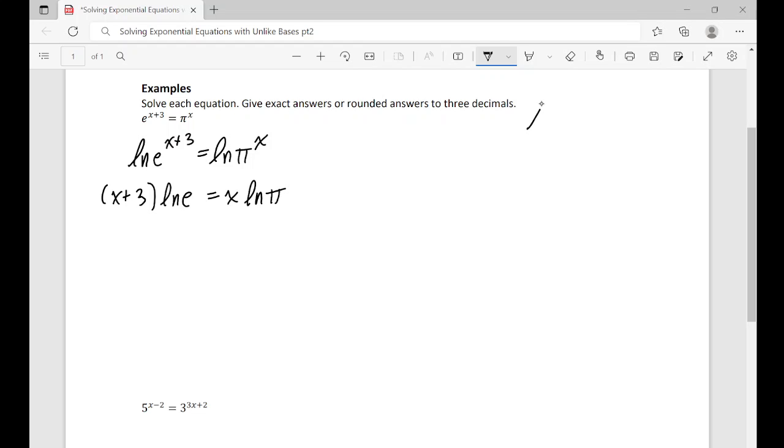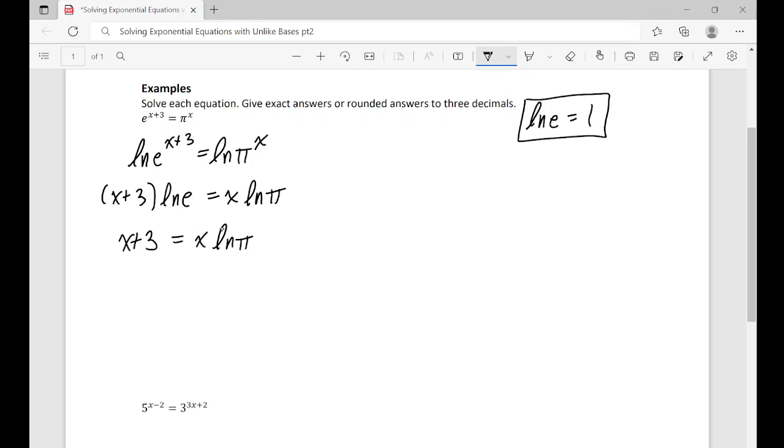And remember, when you have ln e, it just means 1. So that's what happens here. Since this is ln e times this, it's really just 1 times x plus 3. So I'm just left with x plus 3 equals x ln pi. So much less writing now.